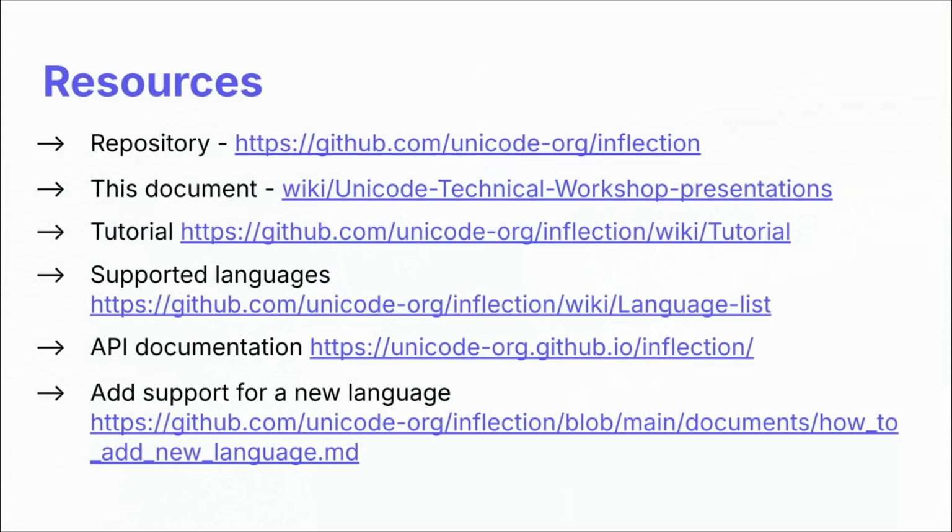So there are more resources. We have the repository. There's this document, the presentations. We have a tutorial, a list of supported languages. If you want to get all the API documentation, we have it here on the github.io. And if you want to know how to add support for a new language, which we have new languages added, there's a document here on how to add a new language.